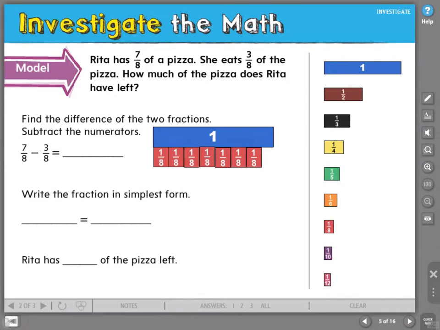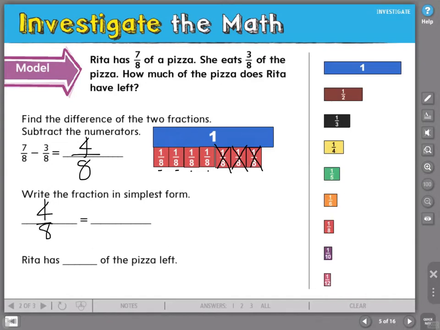Now, I need to think, well, Rita is going to eat 1, 2, 3/8 of her pizza. And I need to count how much does Rita have left. She has 1, 2, 3, 4, 4/8 of her pizza. Now we're going to write this fraction in its simplest form.